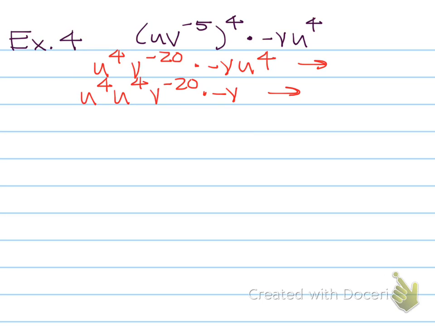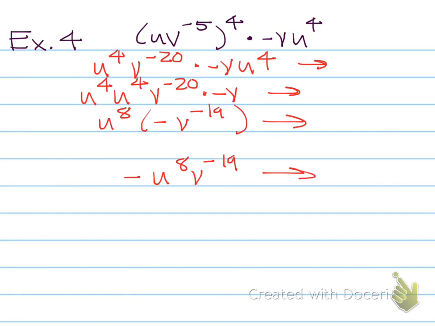Let's just do this one at a time. So u to the 4th times u to the 4th is going to give us u to the 8th. And then v to the -20 times v to the 1st power is going to give us v to the -19th power. And we just combine those two to get u to the 8th, v to the -19th.